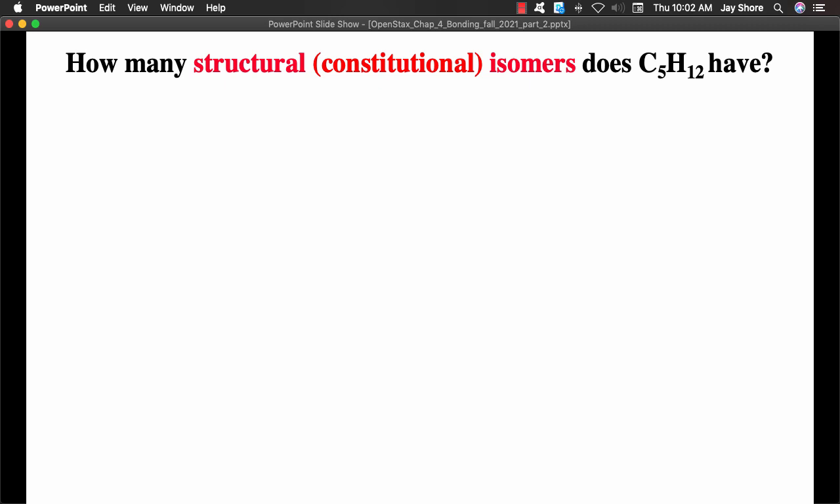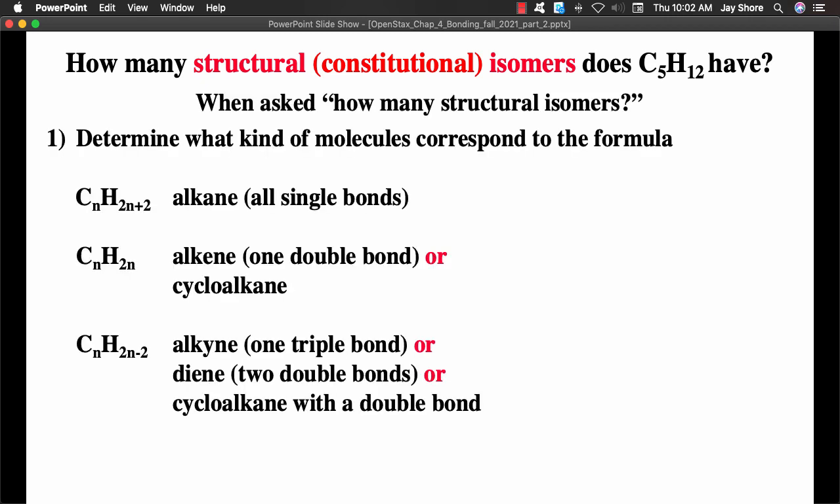And so when you ask a question like this one, how many structural or constitutional isomers (remember, structural, constitutional, same thing) does C5H12 have? The first step you have to figure out is, okay, what kind of bonding is possible? Now, the generic formula CnH2n+2 corresponds to when all the carbon atoms are single bonds. And so here you have 5 and 12, so that corresponds to CnH2n+2, so we'd expect all the carbon bonds to be single.